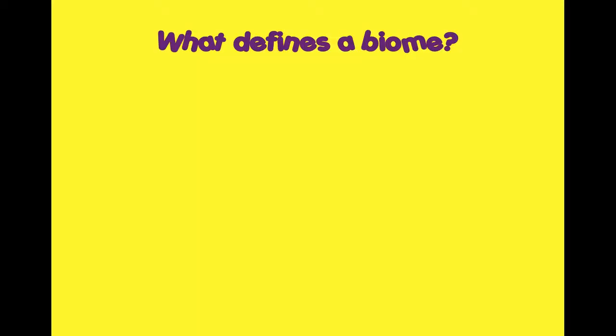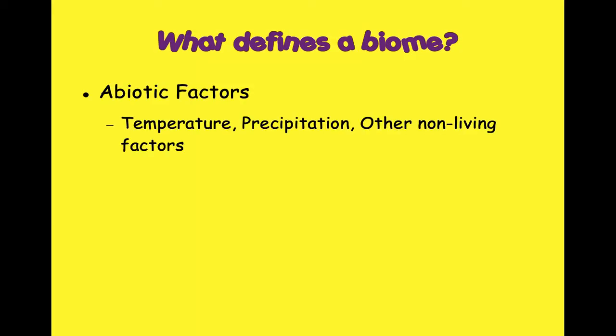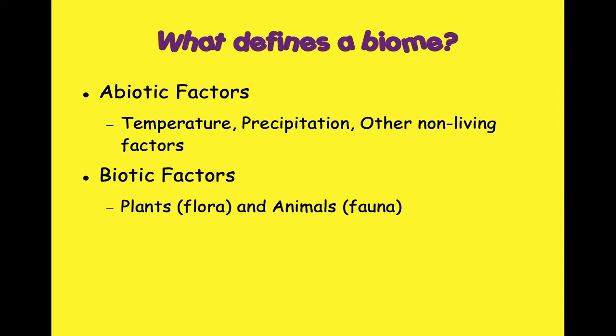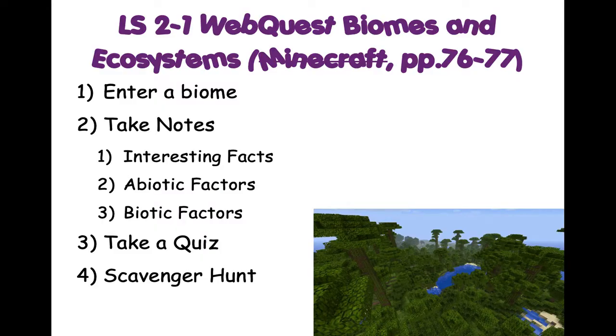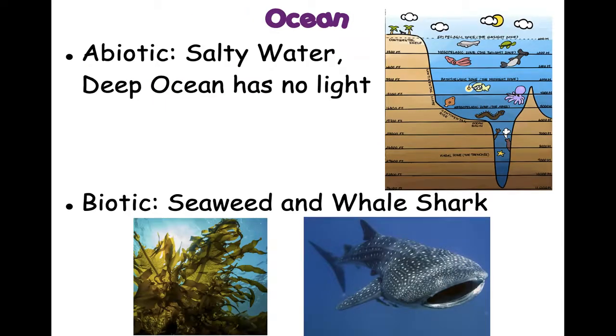So what defines a biome again? Well, abiotic factors are the temperature, precipitation, and other non-living factors, whereas the biotic factors are the plants and animals that live there. And so on page 76 and 77, please take notes on each of these biomes.